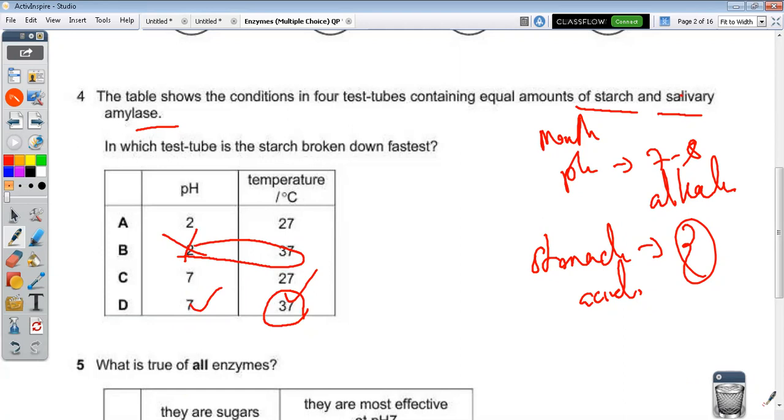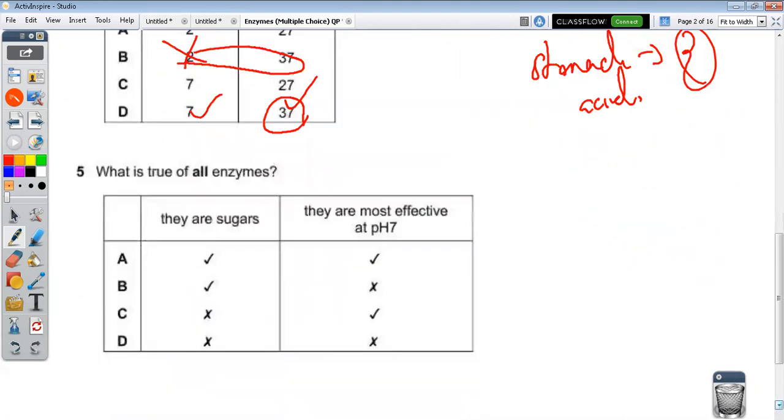Does that make sense? It's there in the textbooks. What is true for all enzymes? Be careful. For all enzymes. So it's not true here, because some enzymes work in acidic, some enzymes work in alkaline pH. Clear? So it's wrong to say all enzymes are effective at it. Some enzymes are effective at this, some enzymes are effective at acidic pH. They are all sugars, that's very wrong. So what's the answer? D, because all enzymes are protein in nature. Clear? All enzymes are protein in nature.